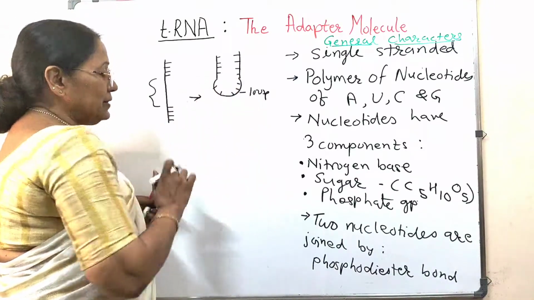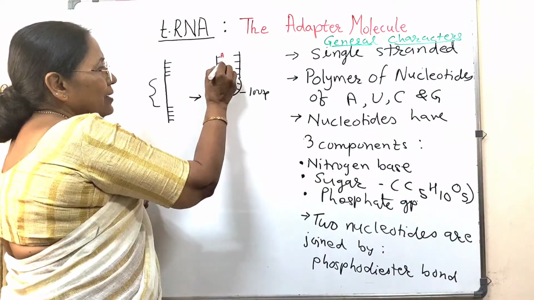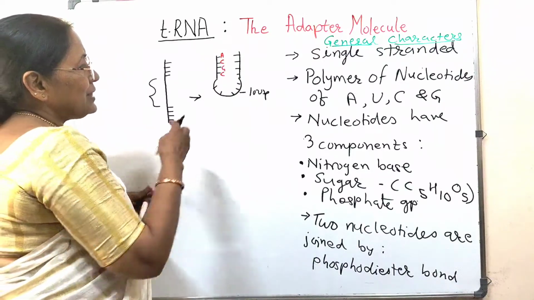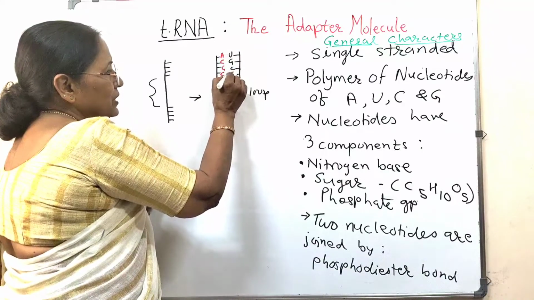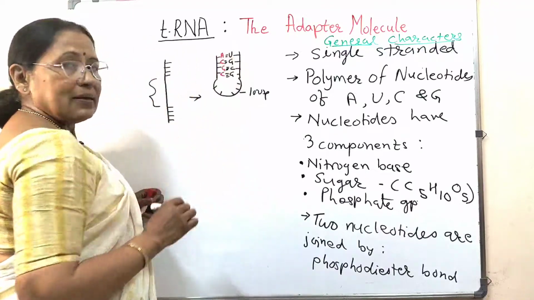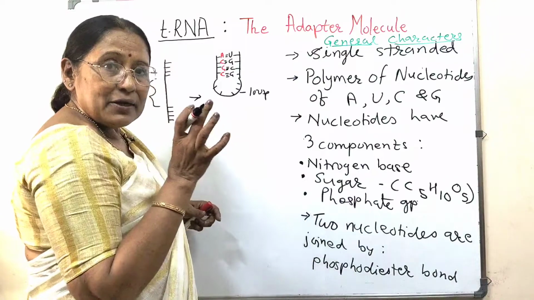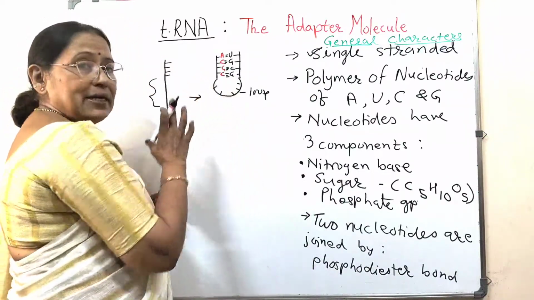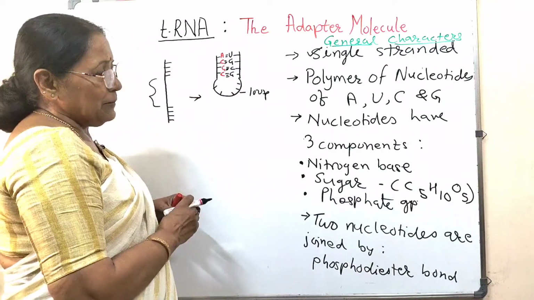So wherever you find this loop, this means there are unpaired nitrogen bases. And wherever you find these double strands, that means if here it is A, C, G, C, then on the other strand it is U, G, C and G. Understood? So it is single stranded, but it may form a double strand according to the complementary nitrogen bases present on the same strand at some distance.